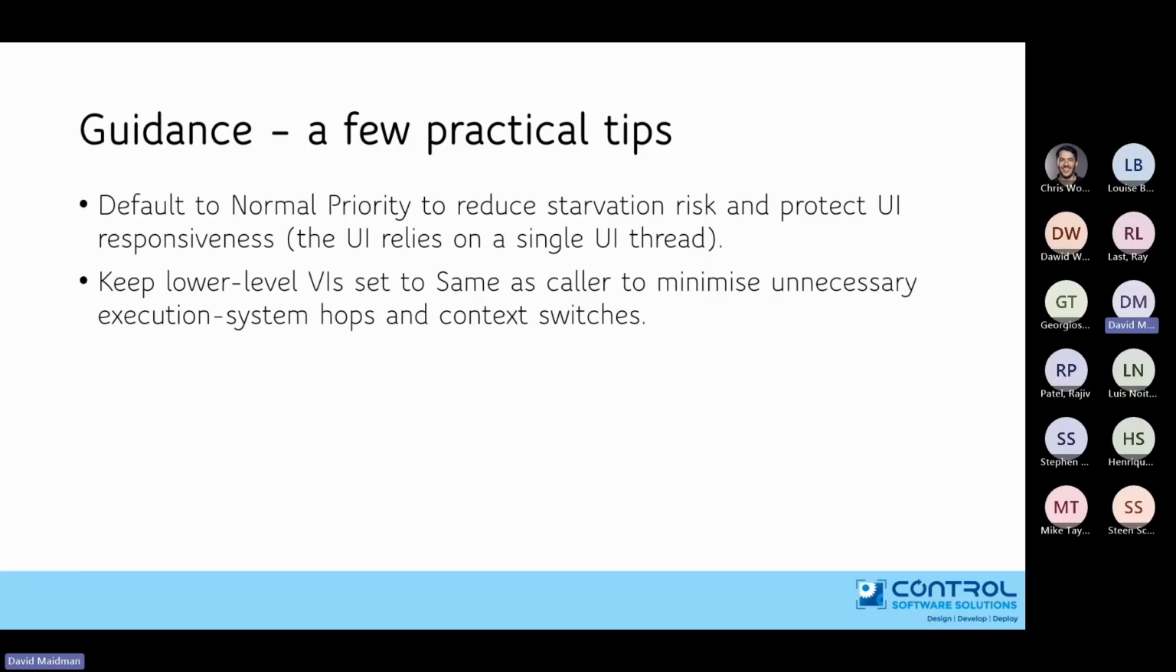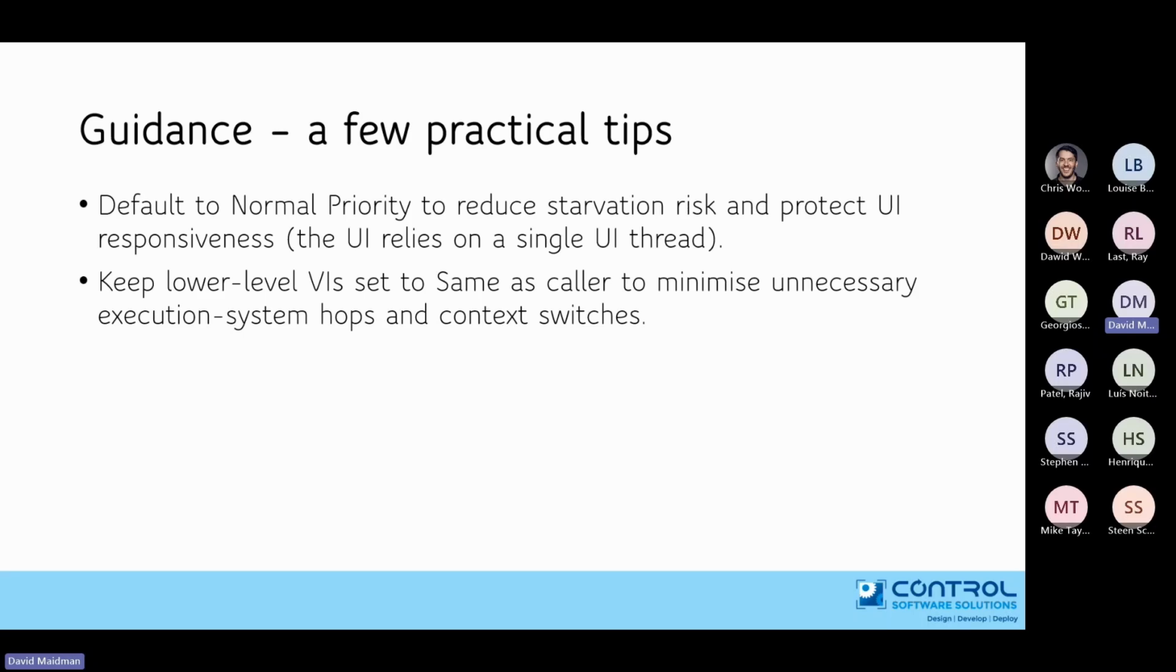People, and myself included, try to have lots of high priority things, and it caused me trouble, because if you've got lots of things that run above normal priority, you start to starve the UI thread, and your UI can become unresponsive. I'm not saying never make something high priority, but don't think it's going to solve all your problems. It may introduce others.